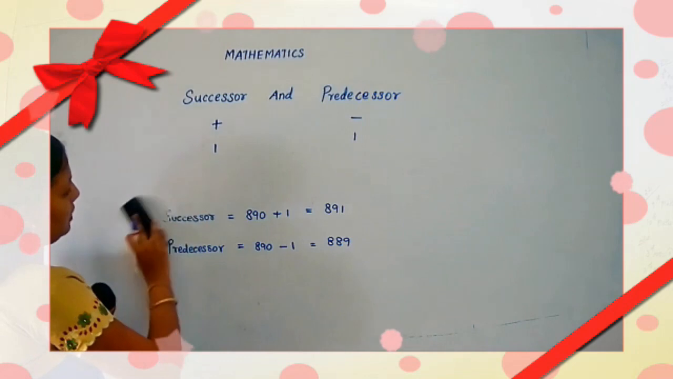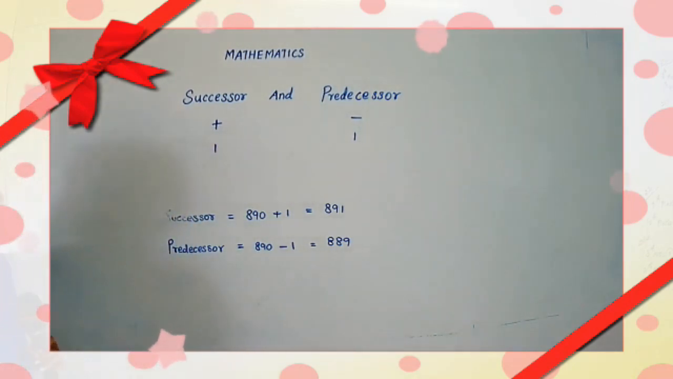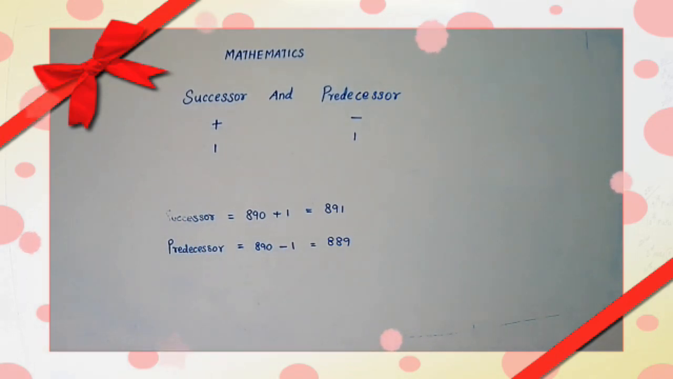Shall we see the next one? Successor and predecessor. Successor means you add 1 to the given number. Predecessor means you subtract 1 from the given number.